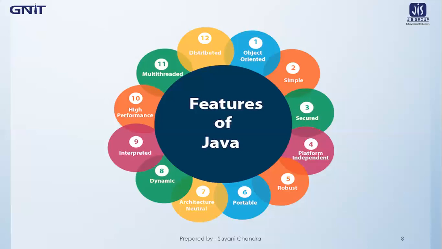The next point is dynamic. Java is a dynamic language because it supports dynamic loading of classes. It means that classes are loaded on demand. It also supports functions from its native languages, that is C and C++. Java supports dynamic compilation and automatic memory management also. The next point is interpreted.